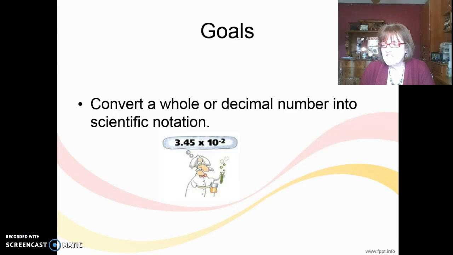Welcome, mathematicians, for another lesson in scientific notation. Today we are going to convert whole and decimal numbers into scientific notation.